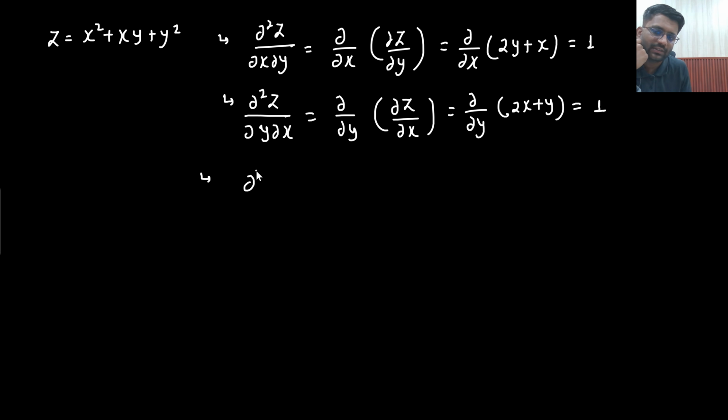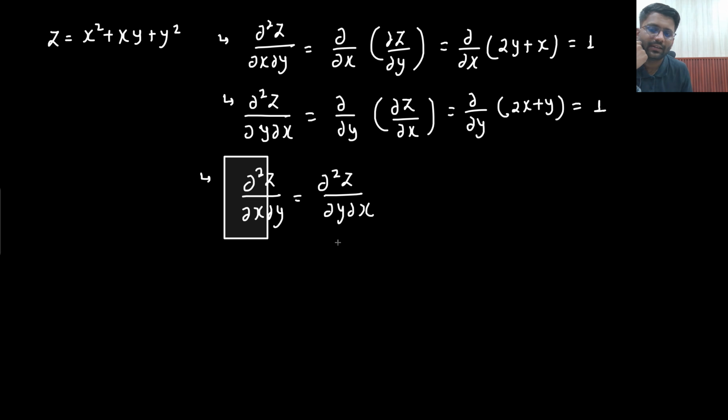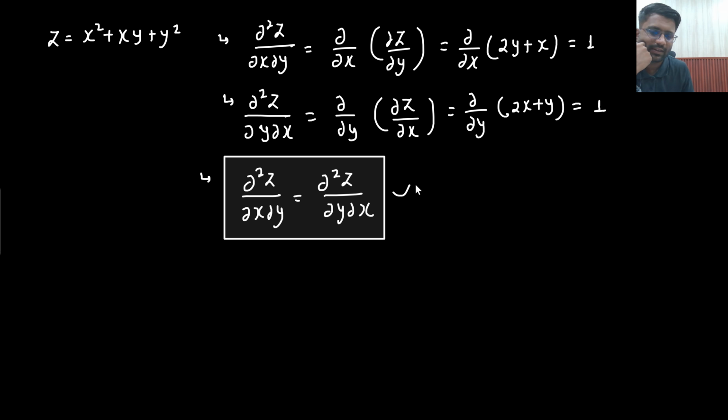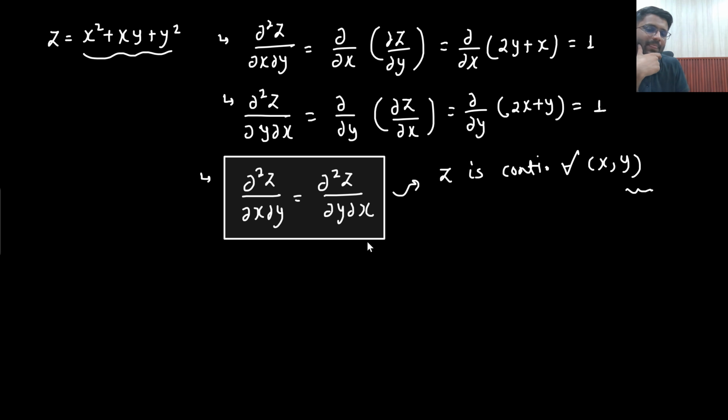Sir, here what you see is that del square z by del x del y is coming out equal to del square z by del y del x. So are they always equal? Yes, they will be equal if z is continuous for all x comma y, then only it is possible. And you can see it is a polynomial, right?